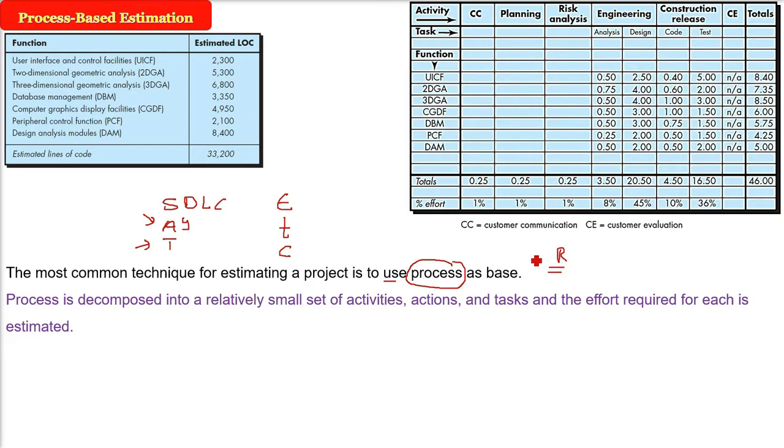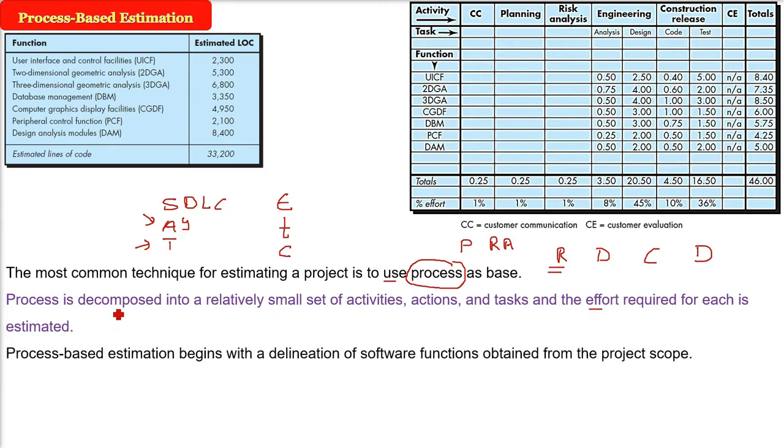requirement analysis, requirement engineering. Before that, we do the planning also, risk analysis. And after this requirement engineering, then we do the design. Sometimes the requirement engineering and design are combined. Then the construction part and the deployment part. So we'll divide these into different parts so that we can divide the activities, actions, tasks, and then we can find out the effort, which we can estimate.